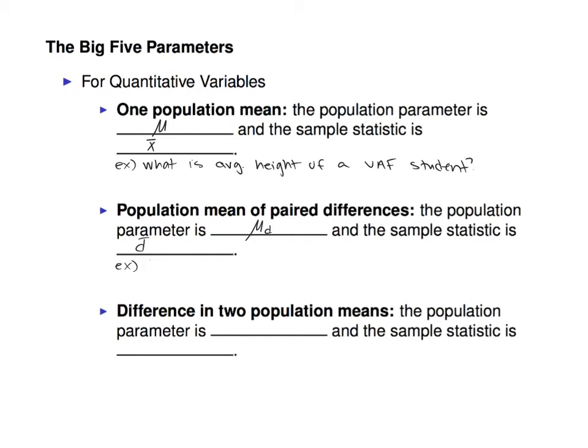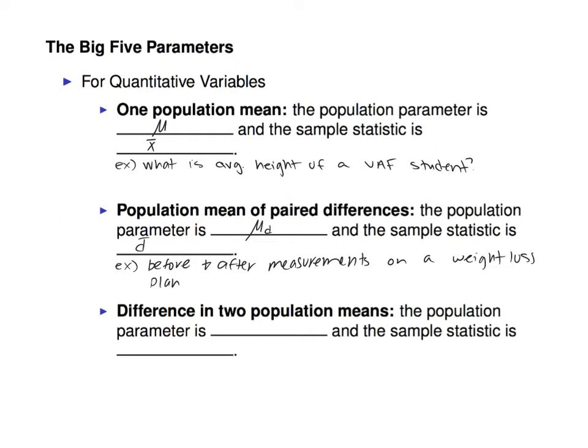So for example, you do the before and after measurements on a weight loss plan or a drug trial, something like this. But the point is you have an obvious pairing of values.